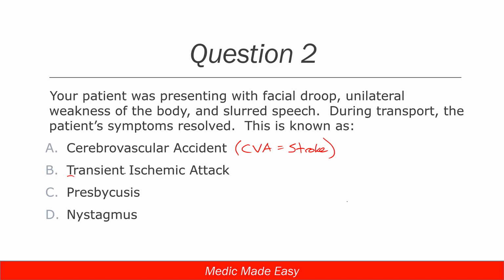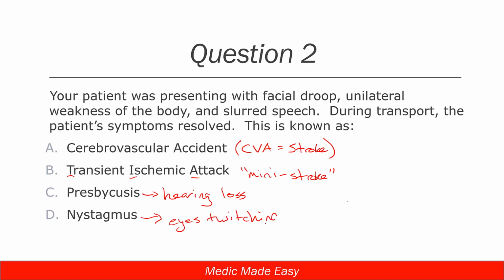We have a transient ischemic attack, or a TIA. A lot of times you'll hear people talk about that as a mini stroke. Right? Mini stroke. Presbycusis. Don't see that word too often. Right? Don't just choose answers because you don't recognize an answer. That's never usually a good recommendation. Presbycusis is a fancy name for a hearing loss, right? One type of hearing loss. And nystagmus is eyes twitching, right?